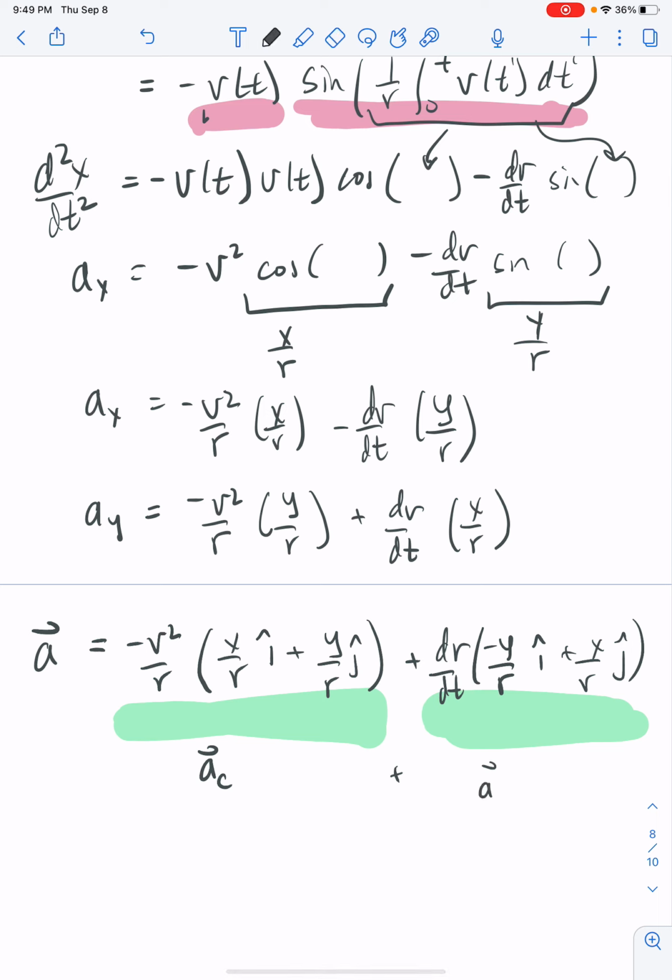I'm accidentally erasing things, sorry. Tangential acceleration here. All right, cool. That's it.